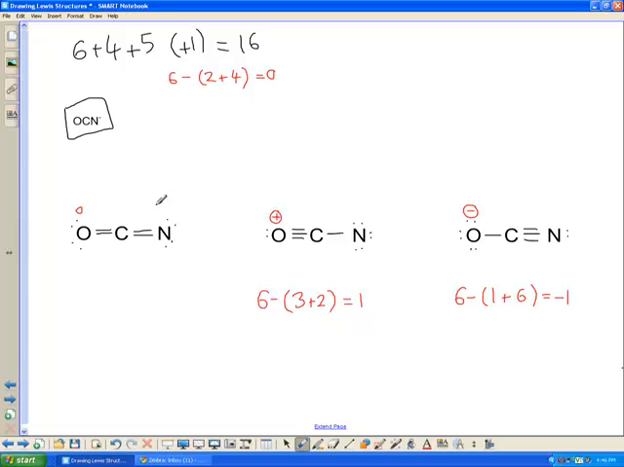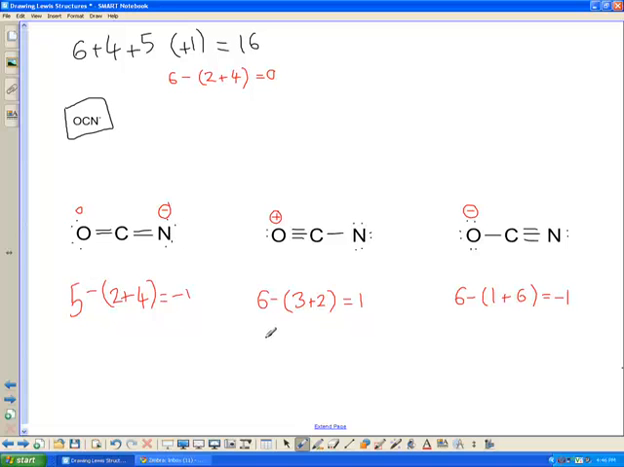But let's look at the nitrogens though. Nitrogen here. Nitrogen's got 5 valence electrons minus 2 bonds to nitrogen plus 4 lone pair electrons, giving us a total of minus 1. So there's a minus on the nitrogen there.